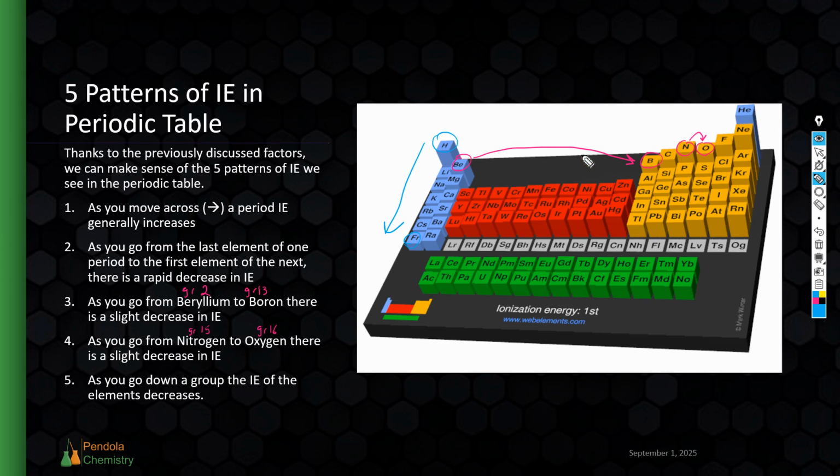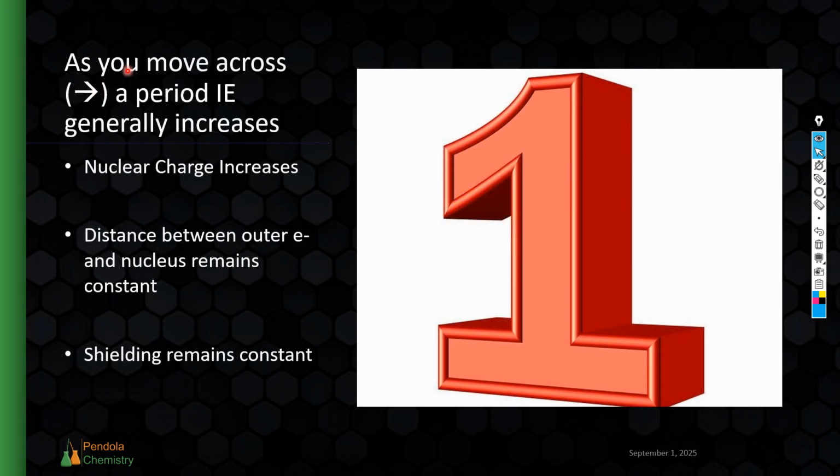So now that we know those are the 5 patterns, let's discuss why each of these patterns happens. Again, some of these we're going to do very briefly because we have already talked about them. Some of them we're going to spend a little more time on. So number 1, as you move across a period, ionization energy generally increases. This is what we discussed back at the beginning of the chapter.